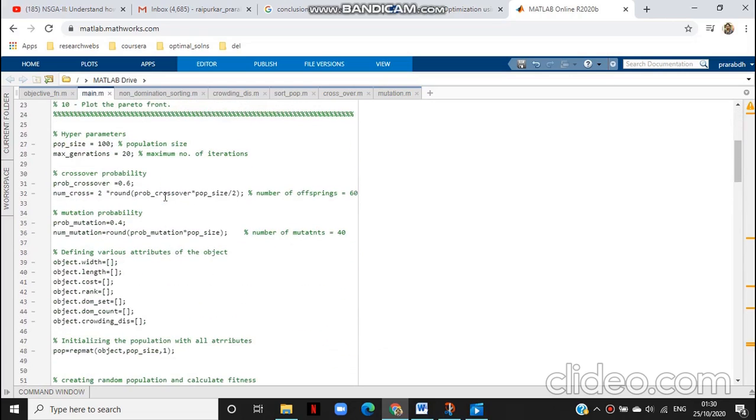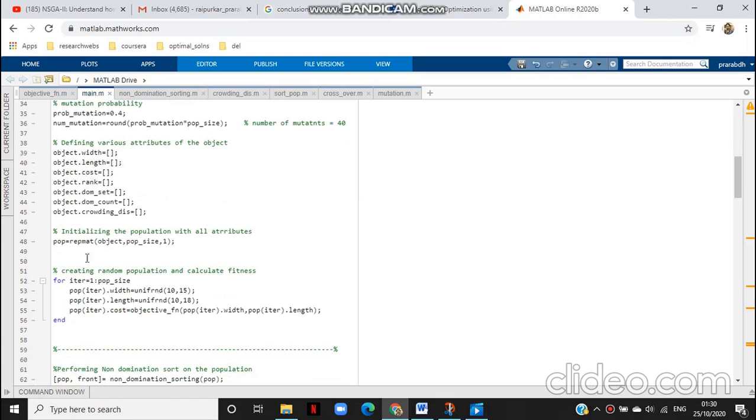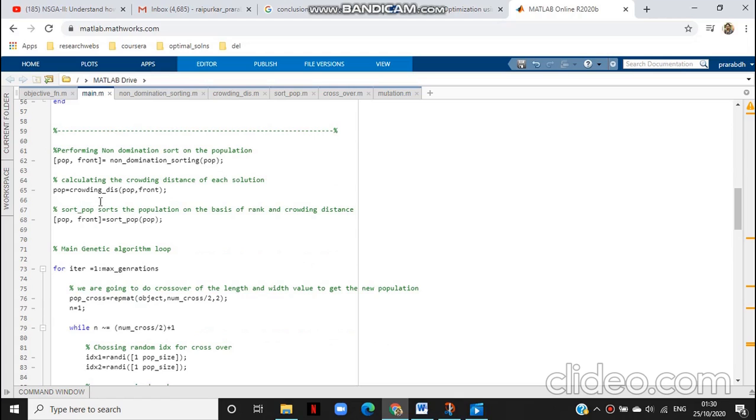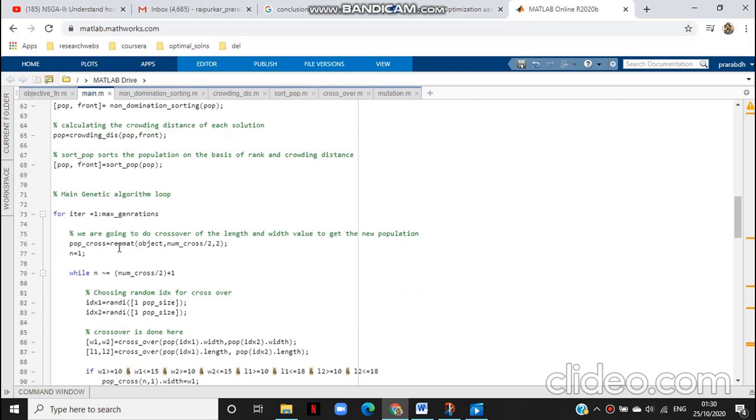First we initialized some parameters, and then we initialize the population also and find the cost. The cost is basically the fitness value. We find all the fitness values, and then first we do non-domination sorting, then find the crowding distance, and then again sort according to this non-domination sorting. Then comes the crossover theory.